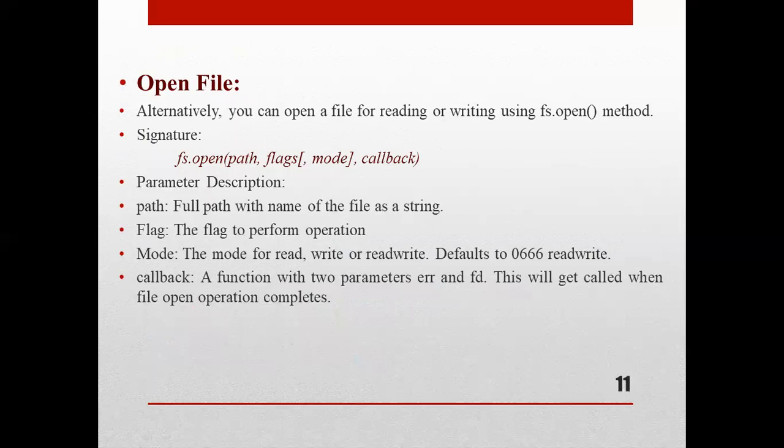Then the next one is open file. If you want to open a file for reading or writing, use the fs.open method. See the syntax for the open file method here: fs.open, and the parameters are path, then flags and mode, and callback. Here path means the full path with the name of the file as a string. Flags means the flag to perform operations. The next one is mode, which is optional. Mode means a mode for read, write or read-write. By default it is 0666, that is read-write. Then callback means a function with two parameters. We are going to write that function as err: if there is any error, it will show that error, or otherwise it will call the function that the operation completed successfully. This is the syntax for open file.